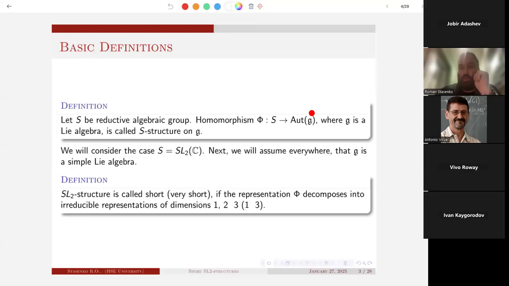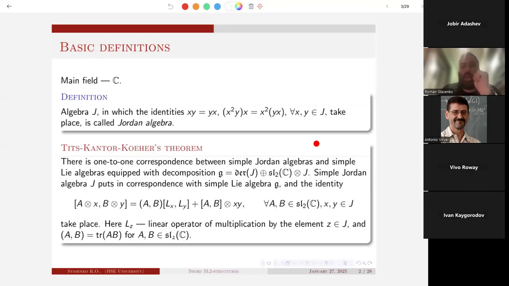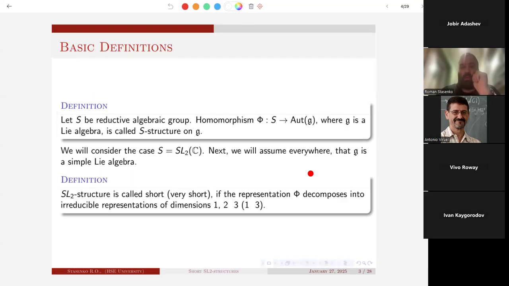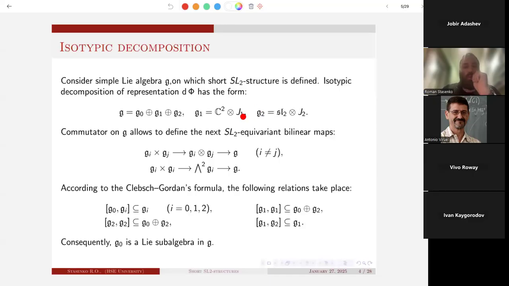In the case of very short SL2 structure, the multiplicity of the adjoint representation was a Jordan algebra. And how about now, the multiplicity of the two-dimensional irreducible representation and the adjoint one? What are the spaces G1 and G2?